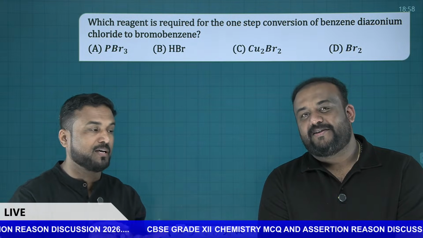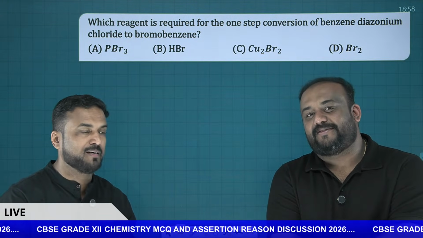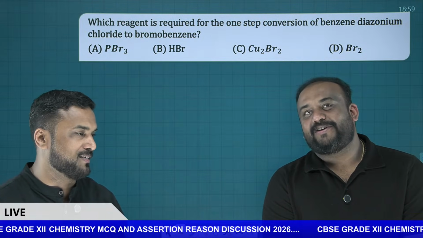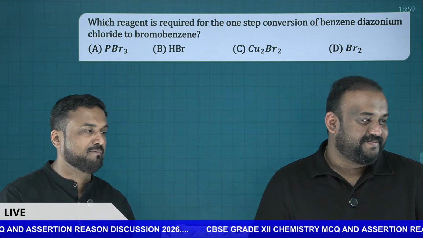They won't ask like previously, such as describe the following, or write a short note on Hofmann's bromamide or Gabriel phthalimide. That type of question is gone. Now they are asking either to complete the reaction, or conversions.